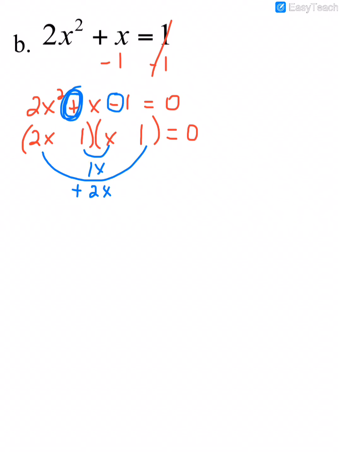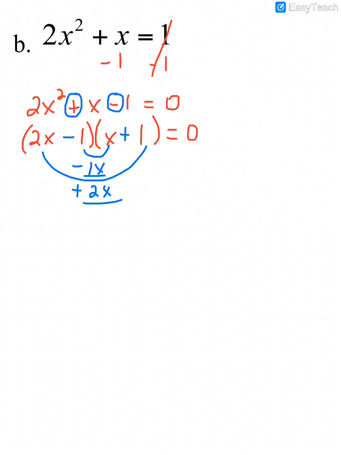Because that first sign tells me the sign of the bigger product, and then this needs to be negative. Well, I got to back up. In order for the 2x to be positive, this also needs to be positive, because that'd be positive 2x, and positive 1 gives me a positive 2x. And then this needs to be negative. Negative 1 times x gives me the negative 1x. Okay, so now I know that I have it all in the right order.